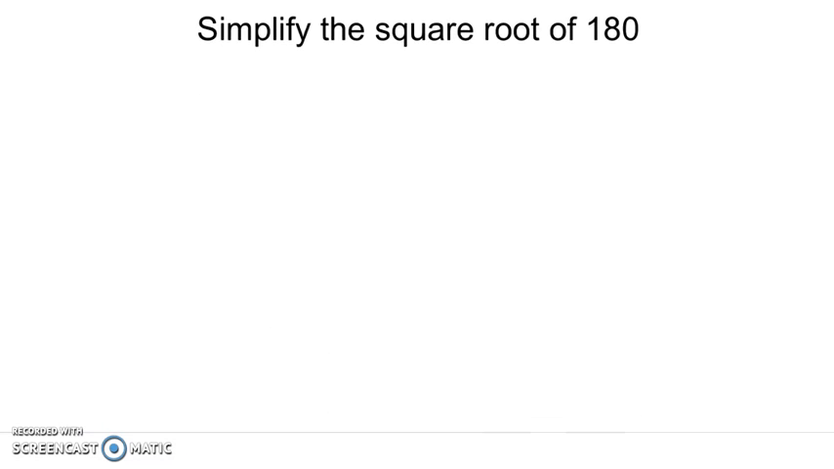Let's take a look at an example. Simplify the square root of 180. So we need to simplify the square root of 180. To do that, I think it's easiest to make a factor tree. If you remember factor trees, you branch off with factors that multiply together to give you the number. And we stop our branches at prime numbers.